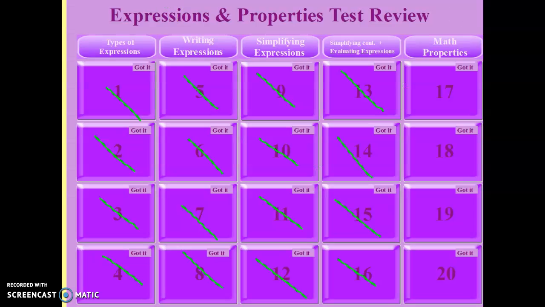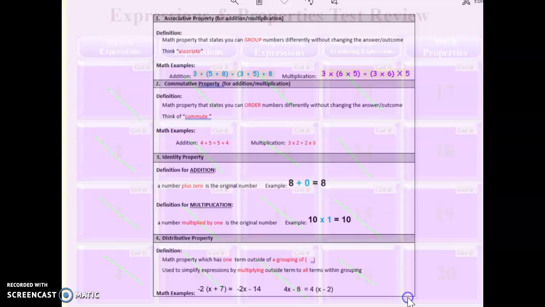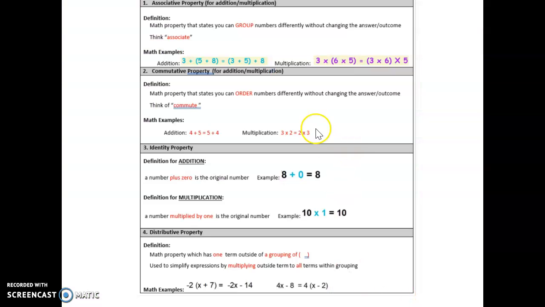All right, so 16 here is just a reference to your number properties. We talked about 4 different number properties in specific. We just looked at number 4, the distributive property, multiplying an outside term by all terms inside of a grouping. We talked about the identity property, which basically means for addition, adding 0 keeps the identity of 8 the same for your answer.